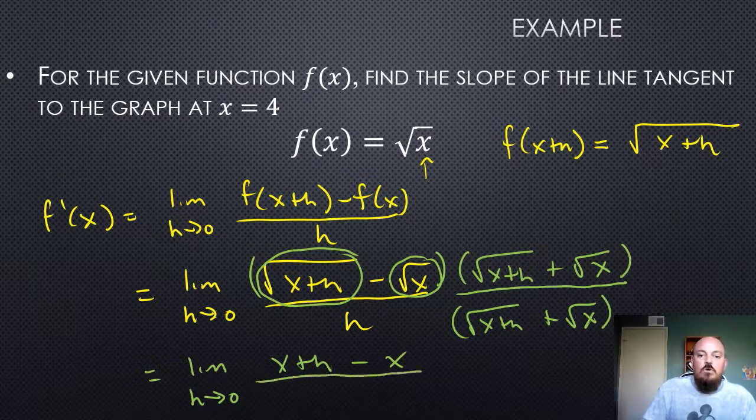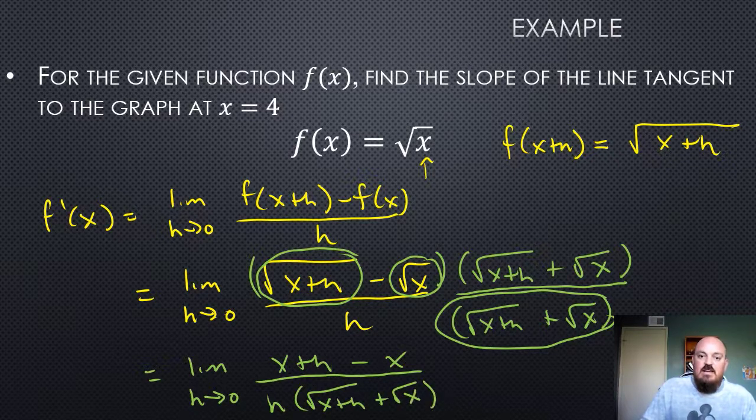Now it's all over, don't forget this part. That's a common mistake. Sometimes people just put it over h and stop. It's over h times the square root of x plus h plus the square root of x. Okay, now what we do, on top you have a plus x and a minus x that will cancel.